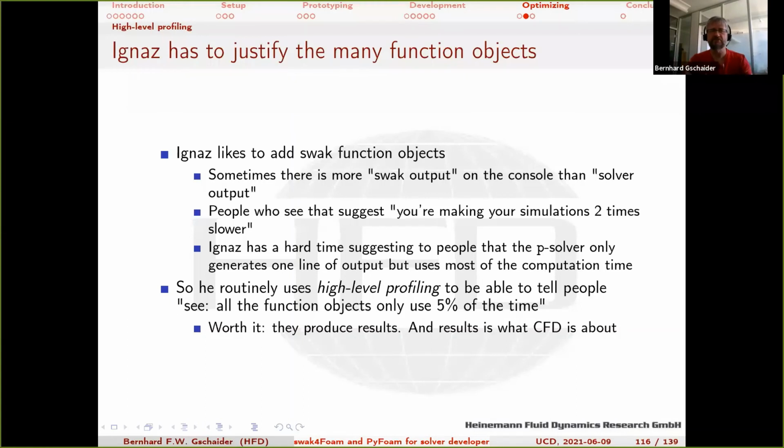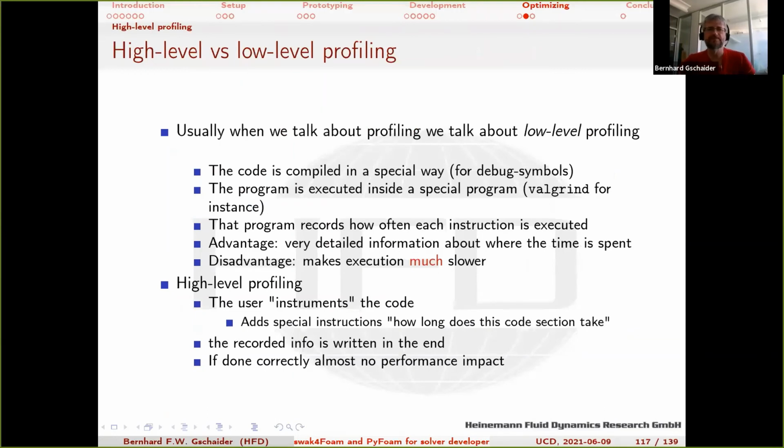If, for instance, the pressure equation is solved, then usually that's just one line on the console, and that takes up 20% of a typical OpenFOAM case, or 40%. So he uses high-level profiling to tell people, no, the function objects only use 5% of the computation time. Go away, these produce results, and results are the things that we do CFD for.